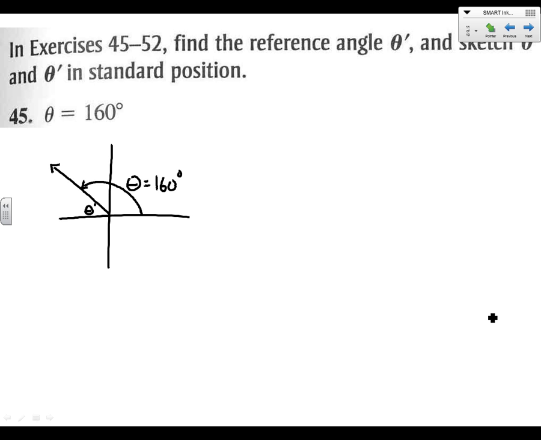How much more do I need to go to get to 180? Well, if I've already gone 160, then theta prime is going to equal 20. And I can check that by saying 20 plus 160 equals 180. And if I look at my two angles, theta plus theta prime gets me to a half circle, 180 degrees.